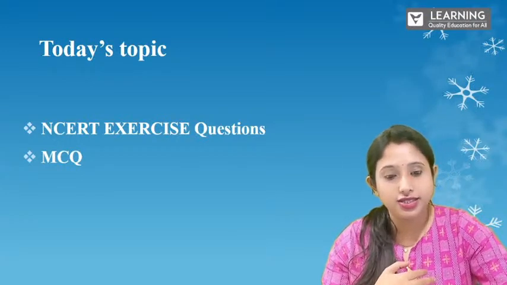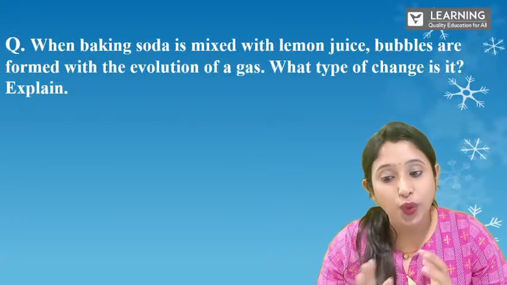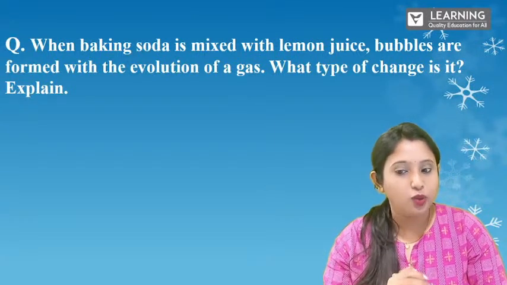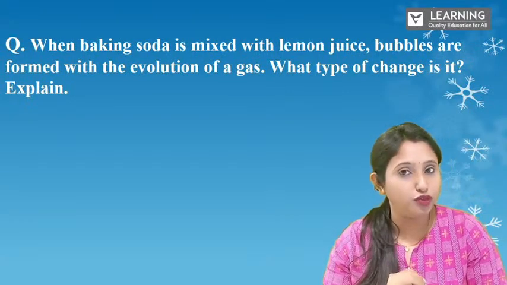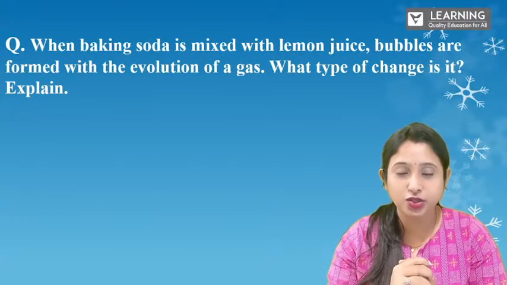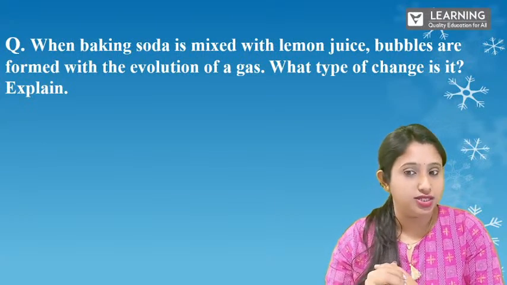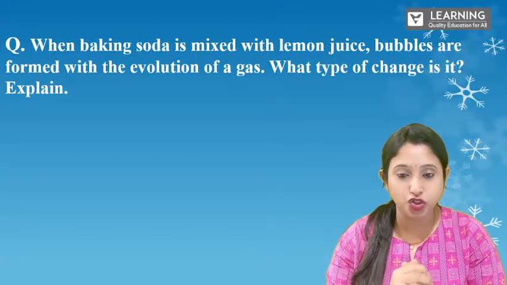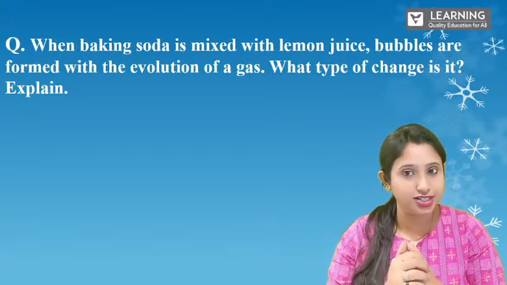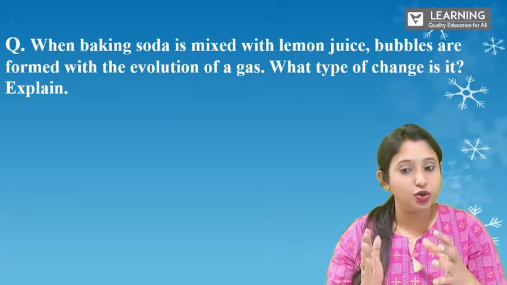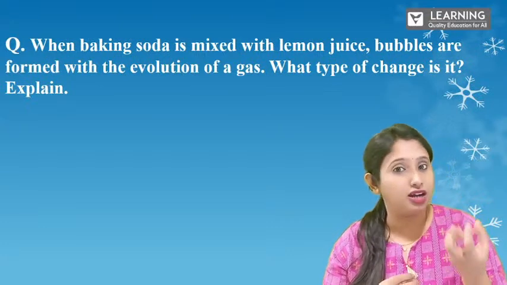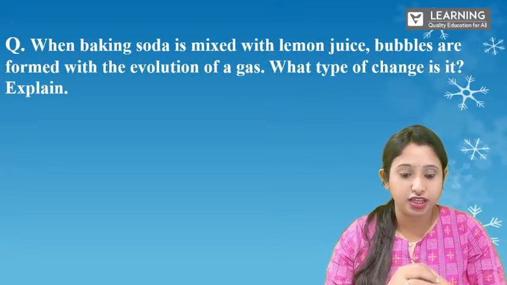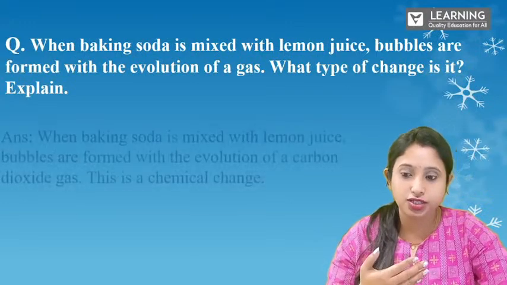All right. So let's see. When baking soda is mixed with lemon juice, bubbles are formed with the evolution of gas. What type of change is it? We have studied about chemical changes, isn't it? So what is being mixed? The baking soda is being mixed with the lemon juice, right? You have tried it in your home. Mix the baking soda with the lemon juice. You will see that the bubbles are coming out. Why is it? Because a chemical reaction is taking place, right? So what will be the answer of this?